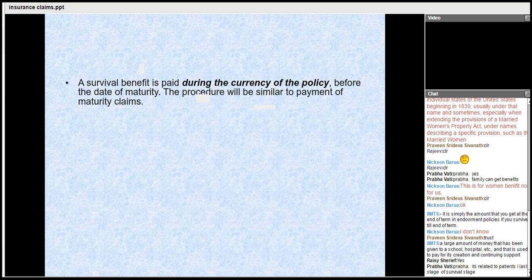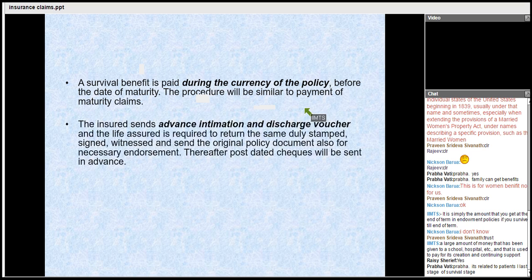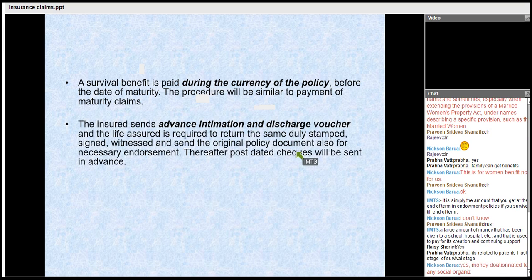MVP Act is applicable for all married women of all religions. There is no need for creating an insured sense, advance intimation and discharge voucher, and the life assured is required to return the same duly stamped, signed, witnessed, and also the original policy document for necessary endorsement. Therefore, post-dated checks will be sent in.